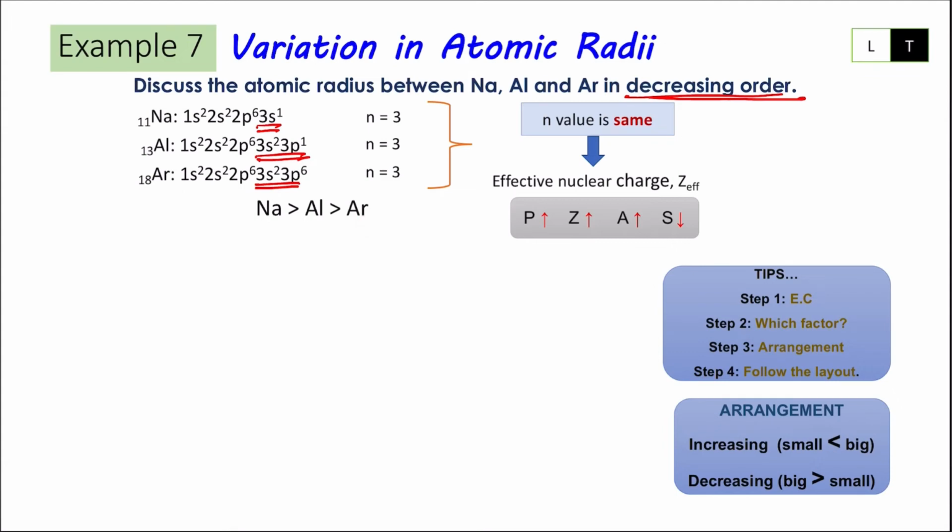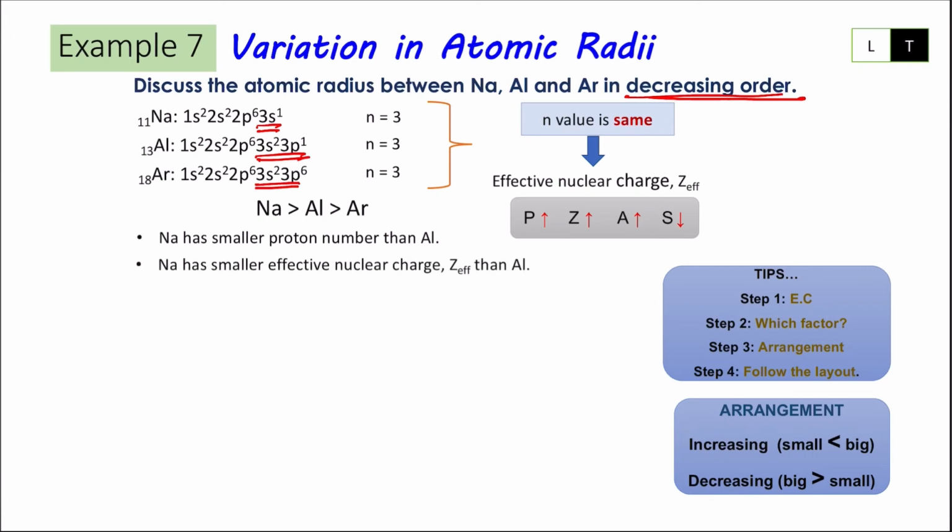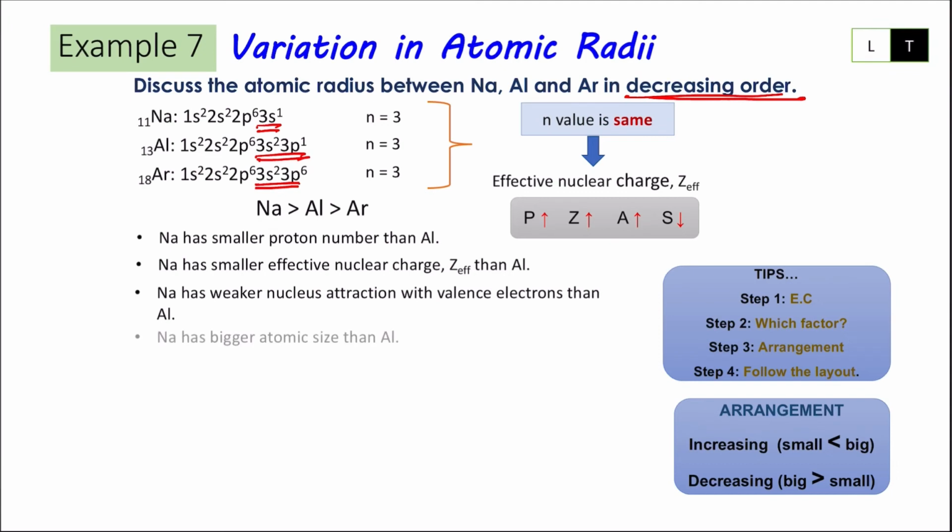So now I'm going to explain. We need to follow the layout based on step 4. But please make sure you need to write based on your arrangement, but in 2 paragraphs, because you are comparing between 2 elements one by one. So I'm going to start with Na with Al first. So this is going to be my first paragraph. So I will have Na has smaller proton number than Al, smaller ZEF than Al, weaker nucleus attraction with valence electron than Al. So Na has the bigger atomic size than Al. So this is for the first paragraph.